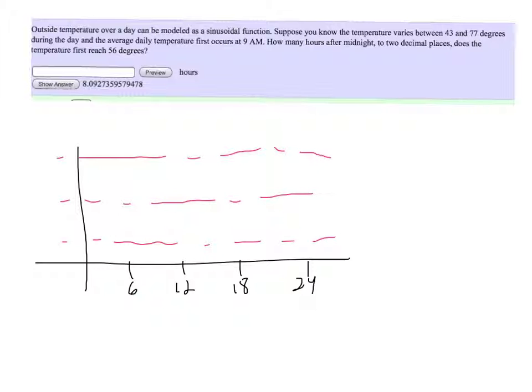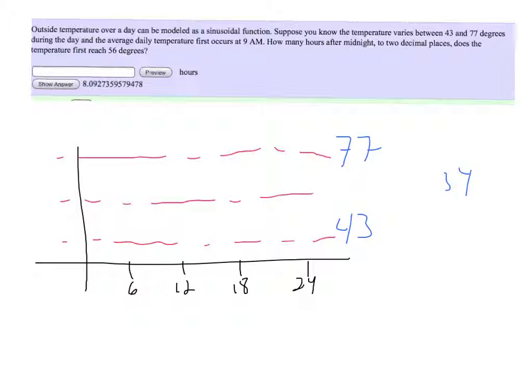So, same setup: my turning point, 24 hours. They're telling me it can be modeled with a sinusoidal, and we know it varies between 43 and 77, so I'm seeing the minimum and the maximum. They aren't telling me the average in this problem. So there's 43, there's 77. Let's see, what is that? That's a distance of 34. So half of that's 17.